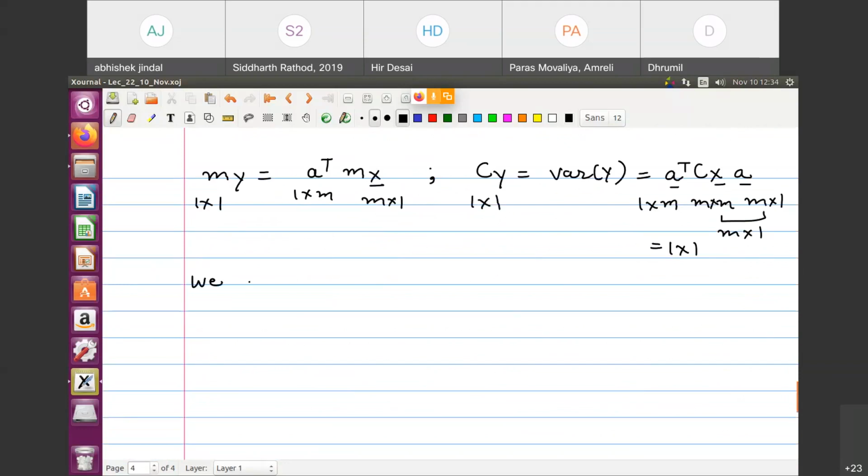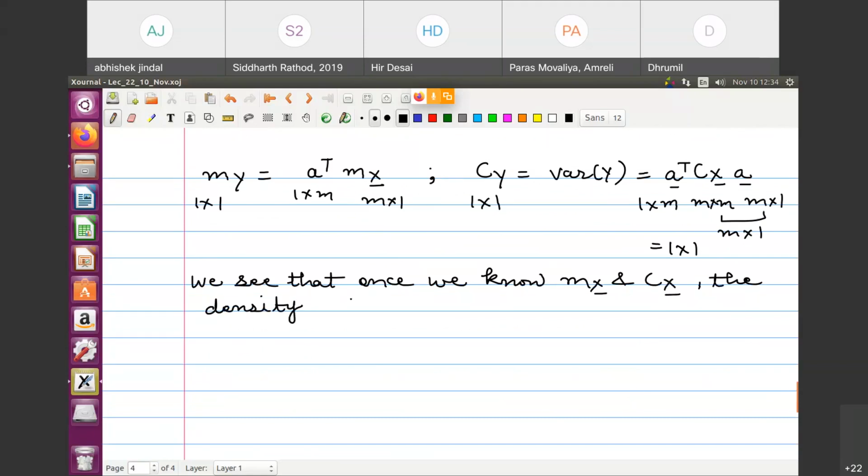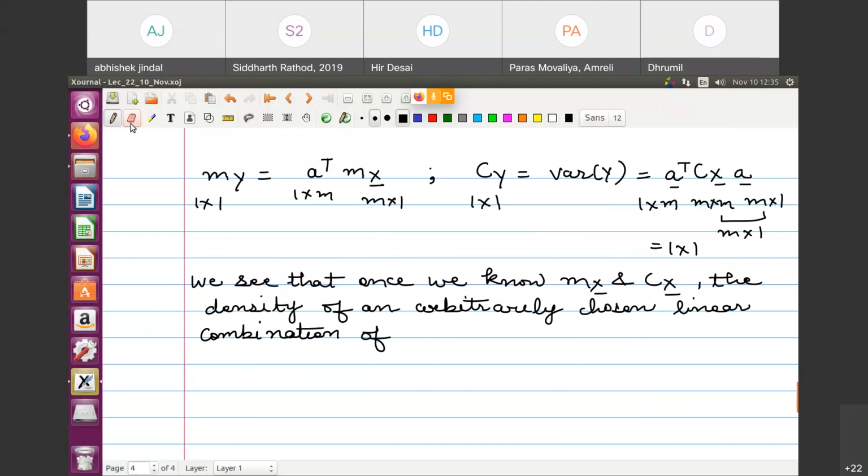I am writing down whatever I have said. So we see that once we know m of x bar and C of x bar, the density of an arbitrarily chosen linear combination y can be known, or developed.